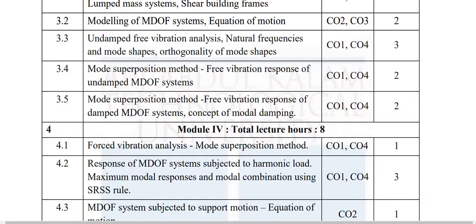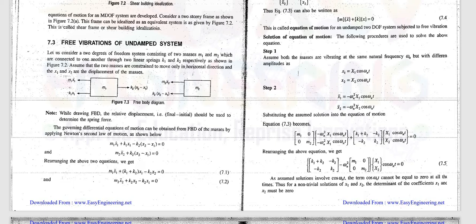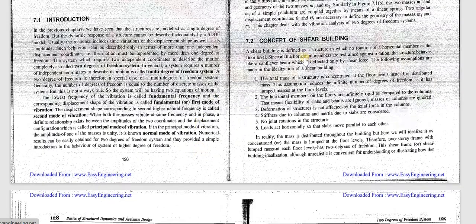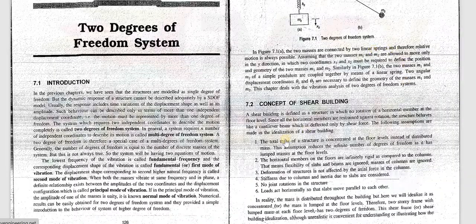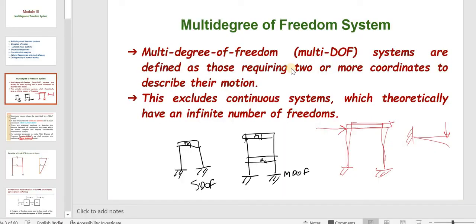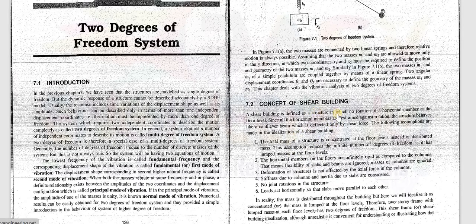As in one textbook, you can see here what the shear building model is. That is the concept of shear. A shear building is defined as a structure in which there is no rotation of the horizontal members at the floor level. Since all the horizontal members are restrained, there is no rotation. When I am applying a load like this, the horizontal member will have no rotation. It will only have a movement or a deflection to the side. That is the meaning of a shear building model.